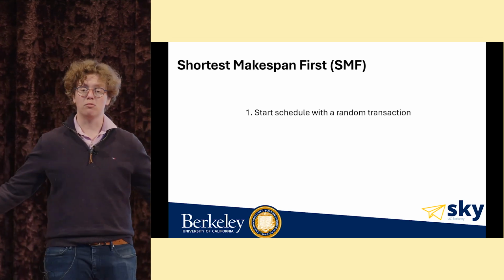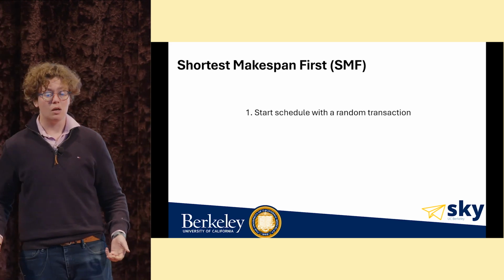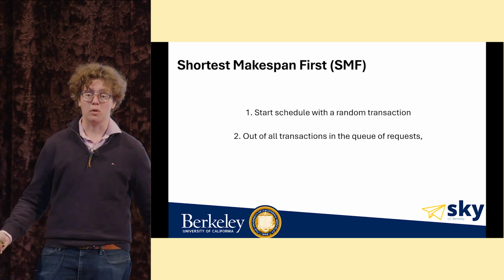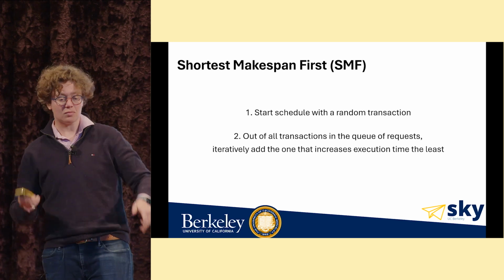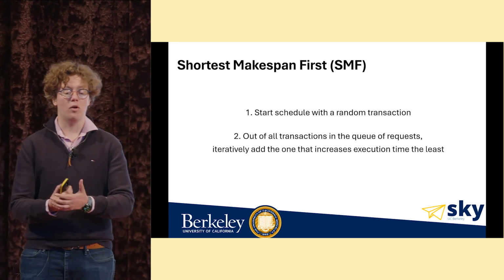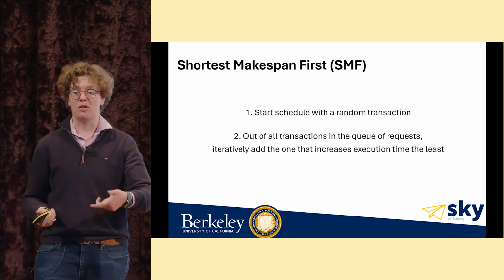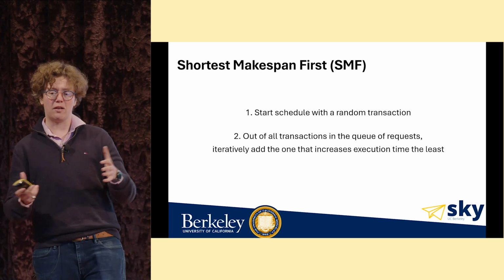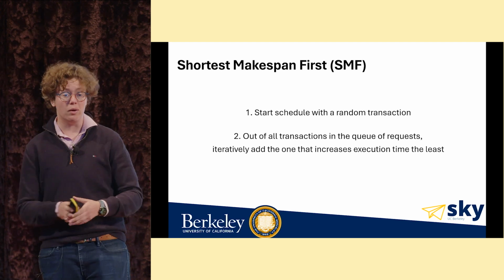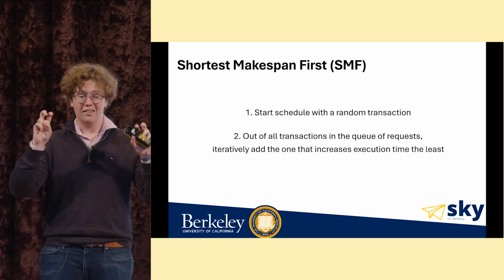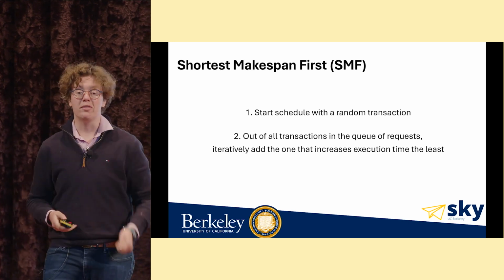So we're going to start the schedule with a random transaction. Turns out it really doesn't matter which transaction you choose from in the request queue. And then out of all transactions in the queue of requests, remember that we know their read and write set now, we're going to iteratively add the one that increases execution time the least. And we're able to calculate execution time pretty efficiently, because we've restricted the set of things we care about to only be hotkeys. So there's maybe 100 or 200 keys that we have to worry about, and we can do that pretty fast, where we compute the simulated execution time that your schedule would increase to once you run that transaction.